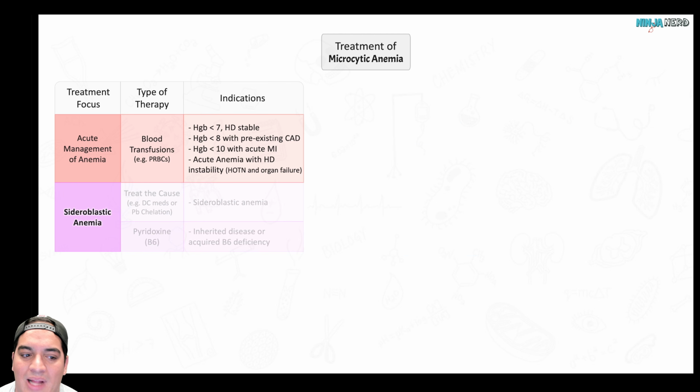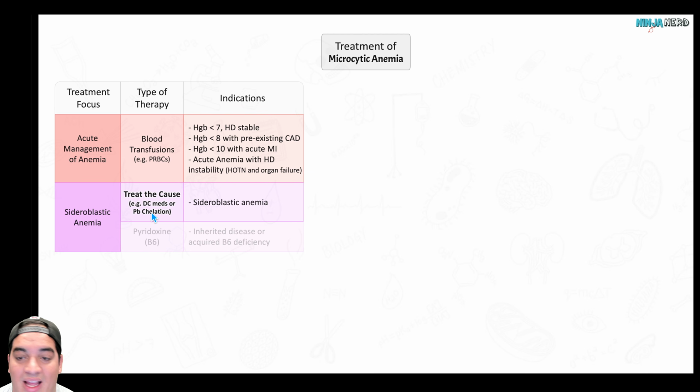Now, sideroblastic anemia, it's about treating the underlying cause. So you have to go back, DC the medications. So linezolid, if possible, maybe switch to something else, vancomycin. Chloramphenicol, switch to something else, doxycycline. Isoniazid, maybe switch to an alternative medicine instead of isoniazid, or give them B6 while they're on isoniazid.